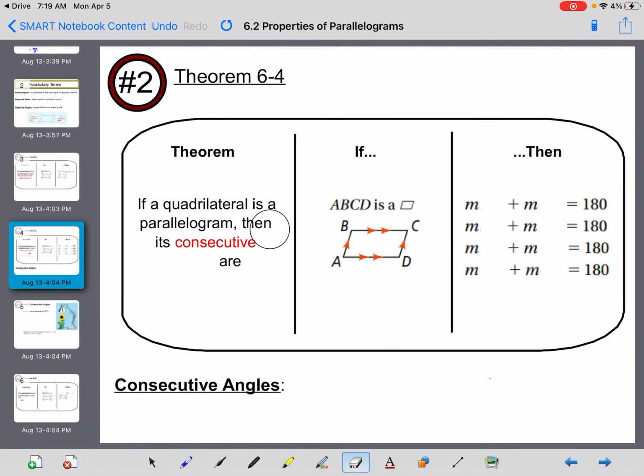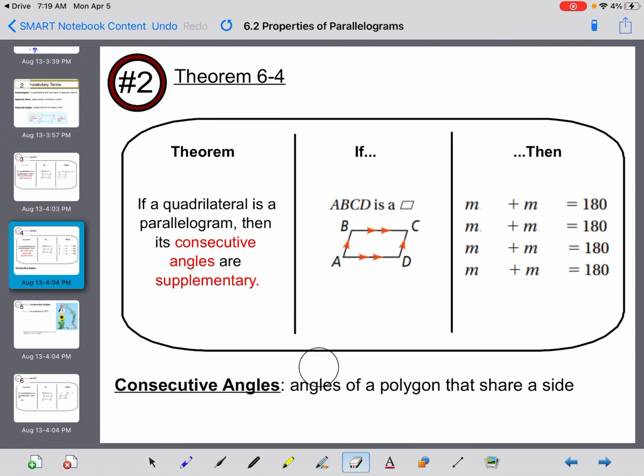The next theorem is if a quadrilateral is a parallelogram, then its consecutive angles are supplementary. Well, you need to know what consecutive angles are. They're angles of a polygon that share a side. So your first example would be that angle A and angle B are consecutive angles. They're supplementary. They add up to 180. Angle B and angle C are consecutive angles. Angle C and angle D, and angle D and angle A are all supplementary.